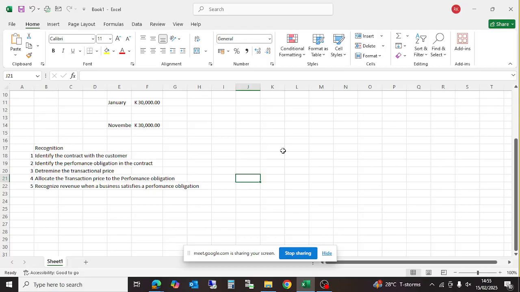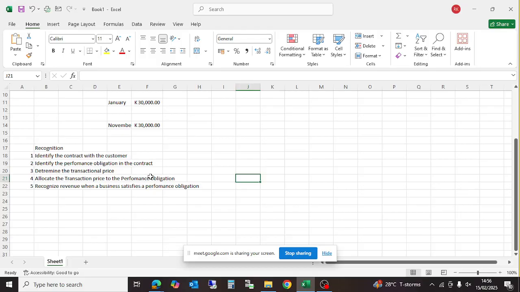Okay, let me break this down. Do you remember our example where we were talking about 200 bags of cement at 150 kwacha, which was paid for in January, but the goods were only received by the customer in November? Let us relate these steps of recognition to that particular example. So let's link the two.